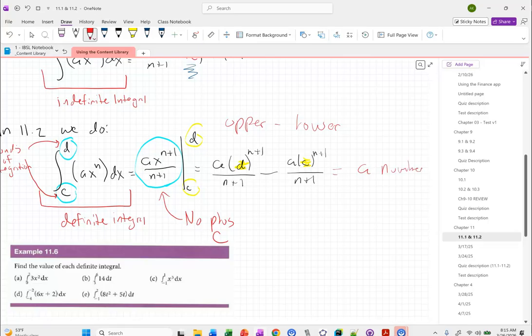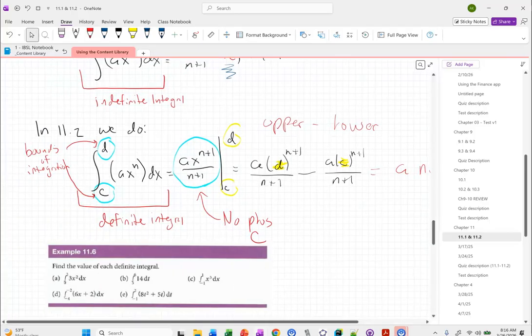So when we do an indefinite integral, the result is a function, an equation. When we do the definite integral, the result is a number. Just like when we took the derivative of a function, we get a function. If we look at the derivative of a function at a point, that is a number. Okay? So just kind of like that.